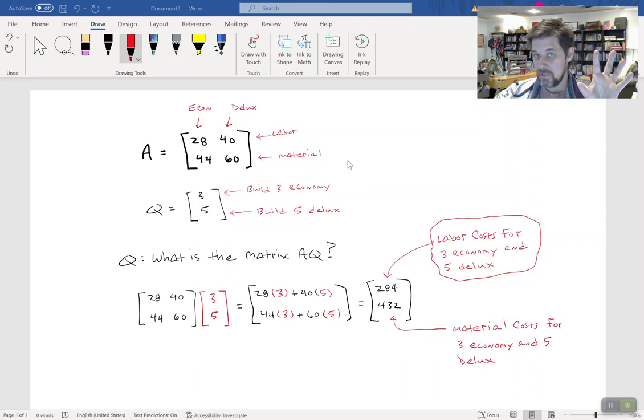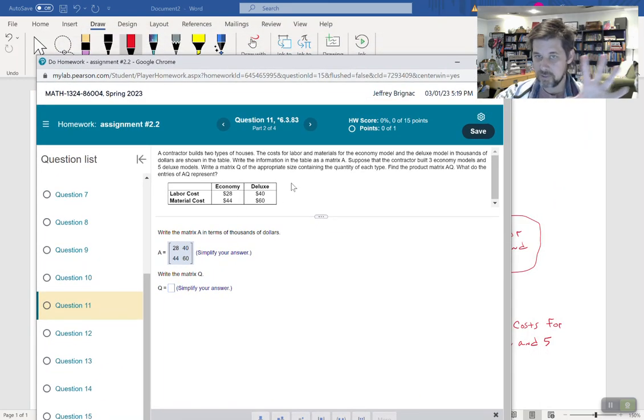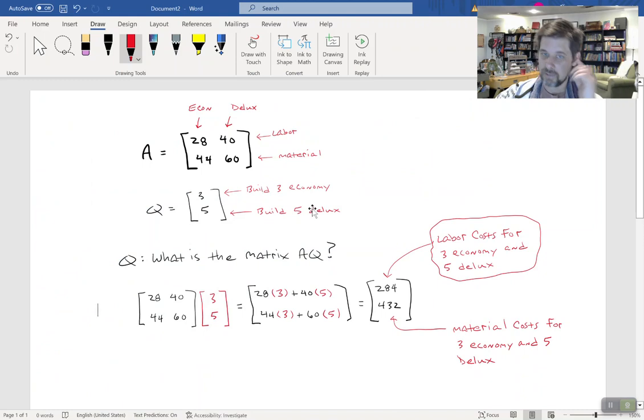It's organized like this. These are the economy model prices for labor and materials, and these are the deluxe model prices for labor and material. You see how that's organized? The numbers aren't just thrown in there. They're organized very specifically, according to the way the question said to organize matrix A. Write the information in the table as matrix A. So I'm already seeing it organized that way, and I just put it in a matrix like that.